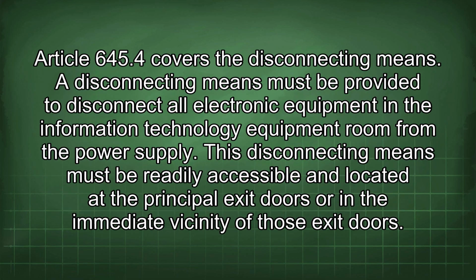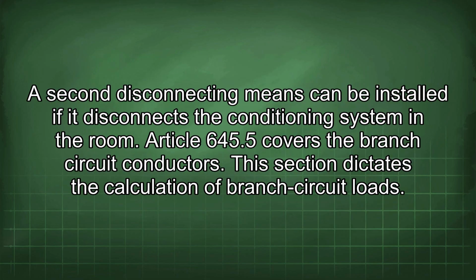Article 645.4 covers the disconnecting means. A disconnecting means must be provided to disconnect all electronic equipment in the information technology equipment room from the power supply. This disconnecting means must be readily accessible and located at the principal exit doors or in the immediate vicinity of those exit doors. A second disconnecting means can be installed if it disconnects the conditioning system in the room.